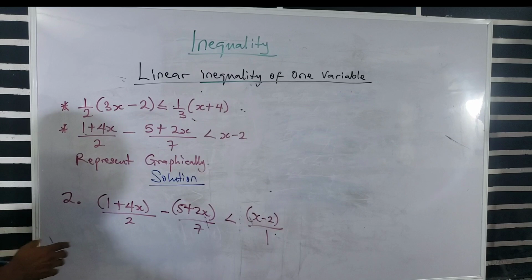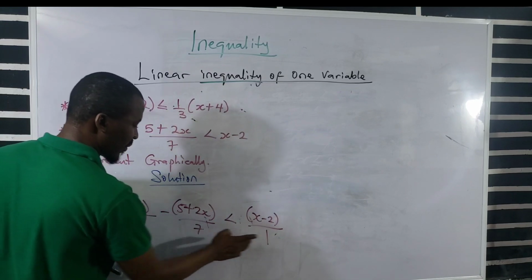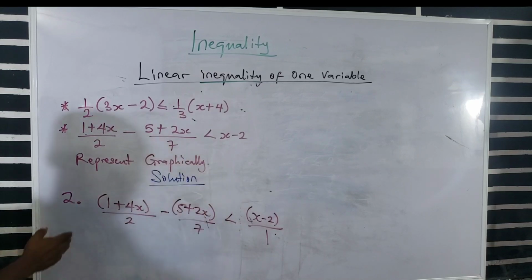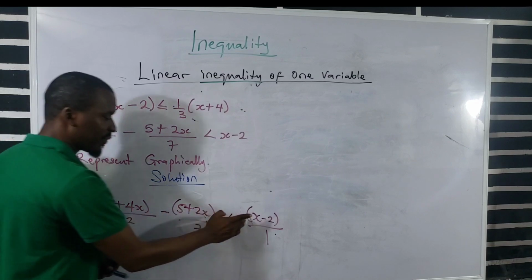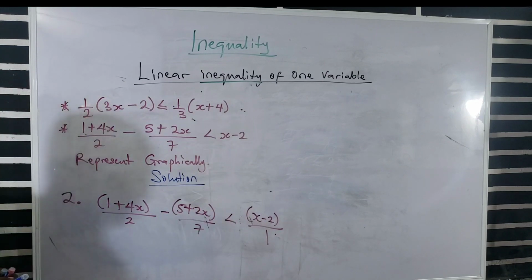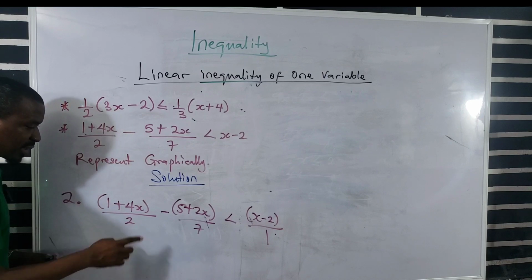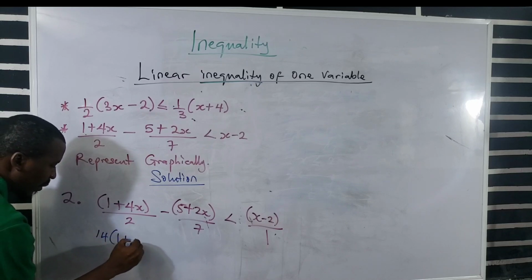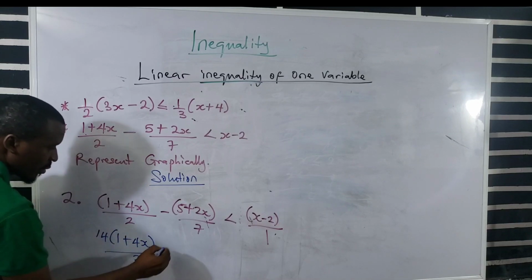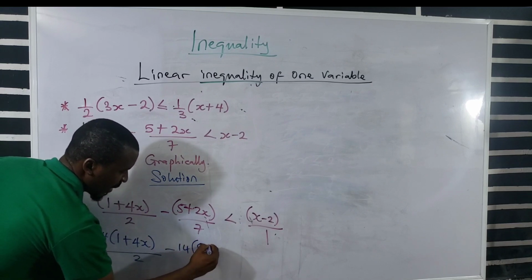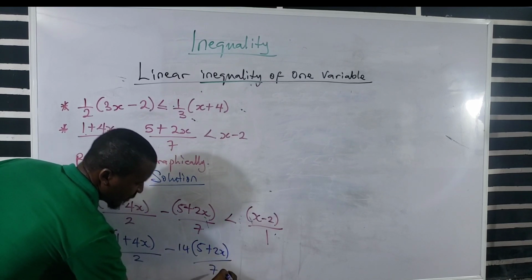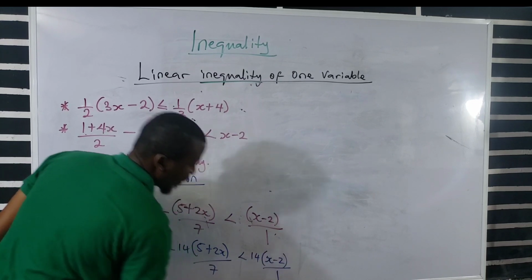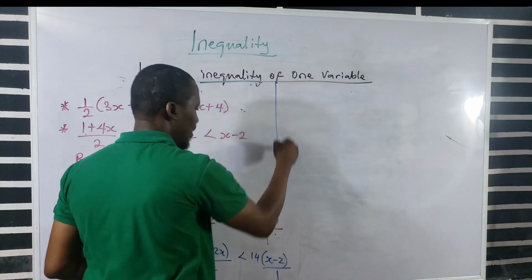So what I need to do is to find the LCM of 2, 7, and 1. The LCM of 2, 7, and 1 will give me 14. So I will use 14 to multiply each of these fractions. When I get the LCM, which is 14, I will use it and multiply here. So I'll have 14 into 1 plus 4x over 2 minus 14 into 5 plus 2x over 7 less than 14 into x minus 2 over 1. Okay, so let's move to this part.